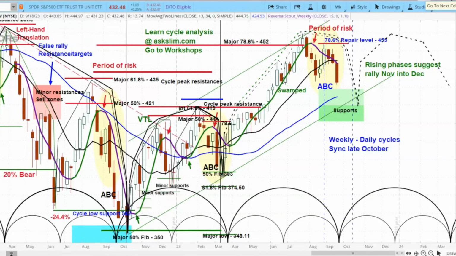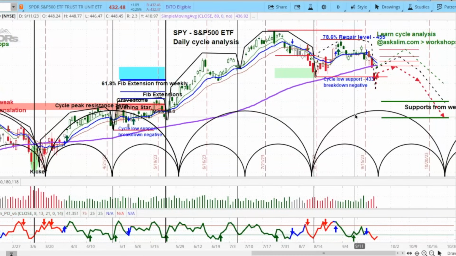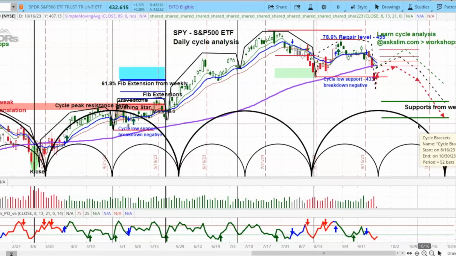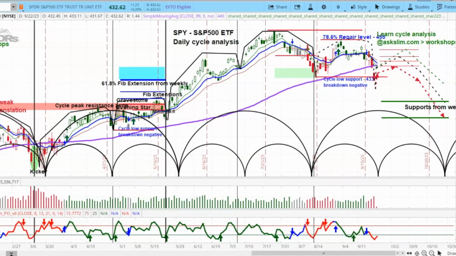Let's take a look at the daily chart here, and you can see here the big cycle harmonic. That low points to out around October 30th, so that's the alignment. Now, what you're seeing here is the minor cycles and how that resolves up on the top.